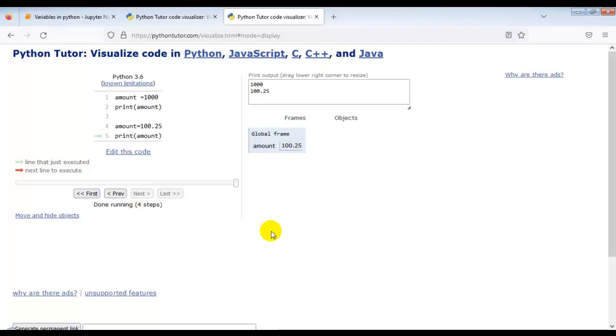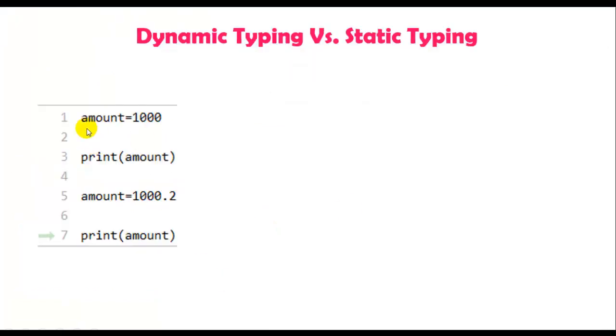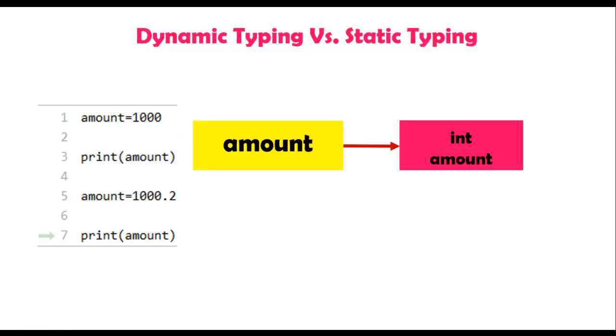What happens inside Python when we are reassigning a value to the same variable? As you can see here, we have initialized amount to 1000 first. So currently amount is a reference to an integer object with value 1000 in memory, right? And please remember, here type is not associated with this variable amount. Amount is just a reference to an object, nothing else.